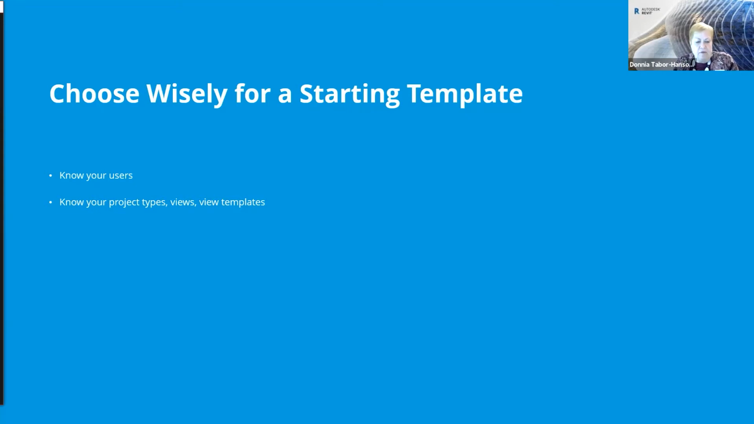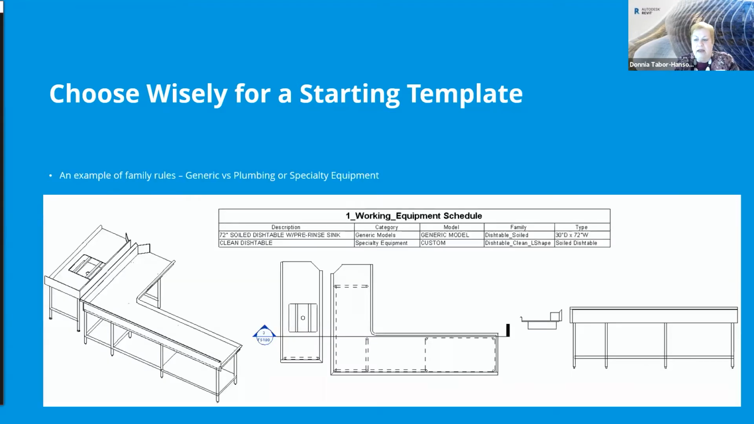And you've got to know your family rules. And I don't mean like just keeping your feet off the couch. I mean, you know the way the families work. For example, here's an example of family rules: generic versus plumbing or specialty equipment. I've got 2 families in here. One of them I've put the category in here so you can see that it was a generic model, and one's a specialty equipment. One is a dish table soiled, and one is a clean dish table, and one's L-shaped.